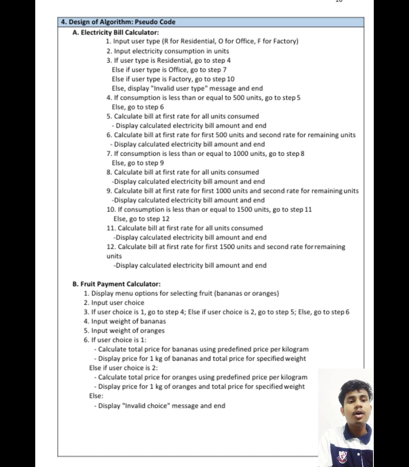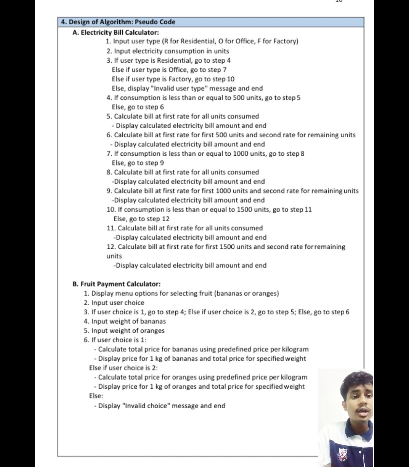For the design of the algorithm, which is the code, there are 12 steps to calculate the electricity bill. Number 1, input user type: R for resident, O for office, F for factory. Number 2, input electricity consumption in units. Number 3, if user type is residence, go to step 4. Else, if user type is office, go to step 7. Else, if user type is factory, go to step 10. Else, display invalid user type message and end.